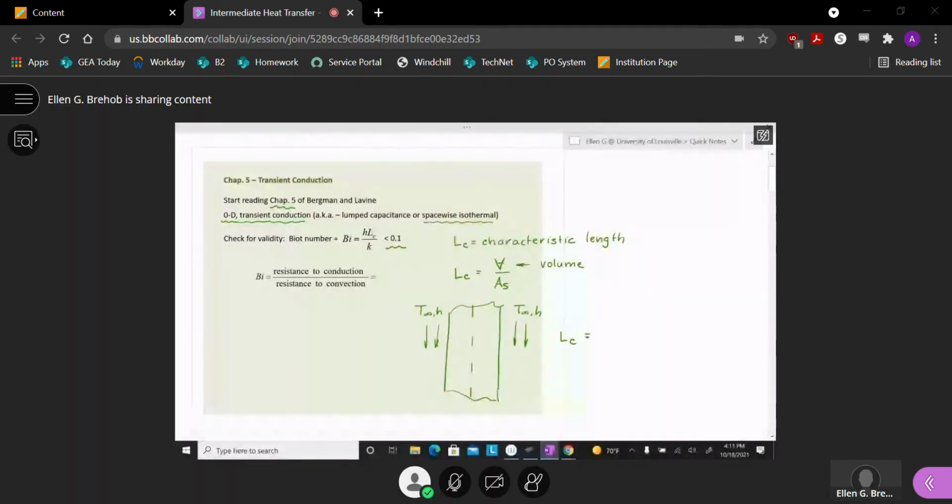And if we think about calculating characteristic length for this, so it's volume, and I'm going to give some dimensions here. We're going to call this an L, and we'll make it 2L thick. So if I'm calculating volume, I have 2L for my thickness, and we're going to put some surface area in here.